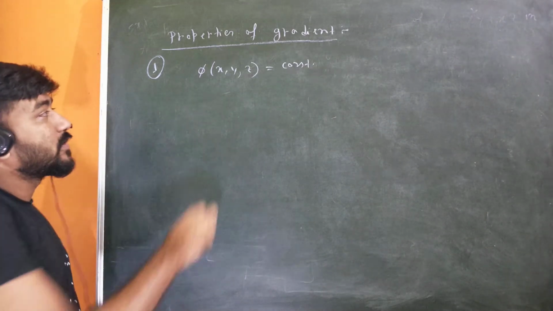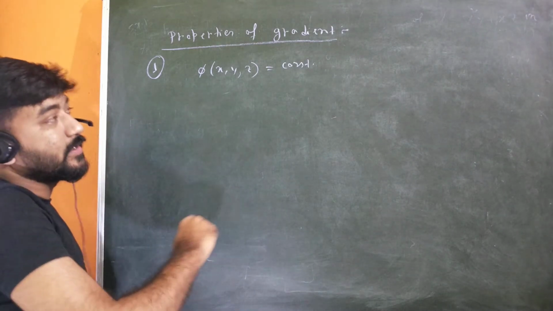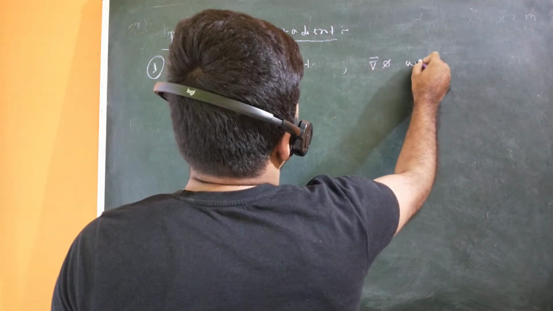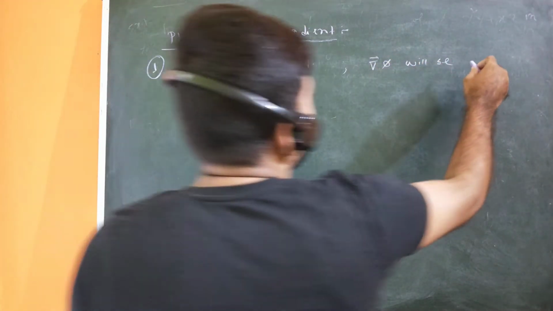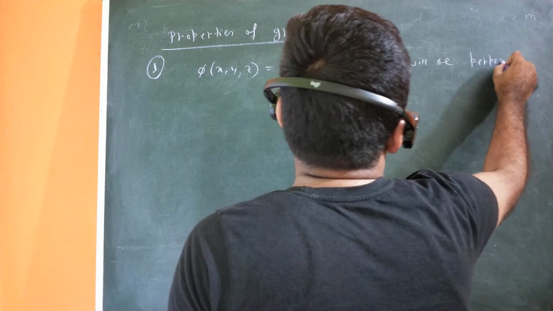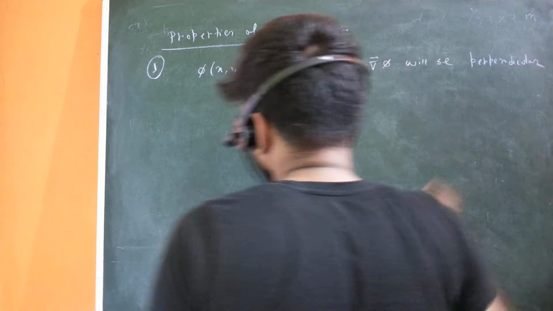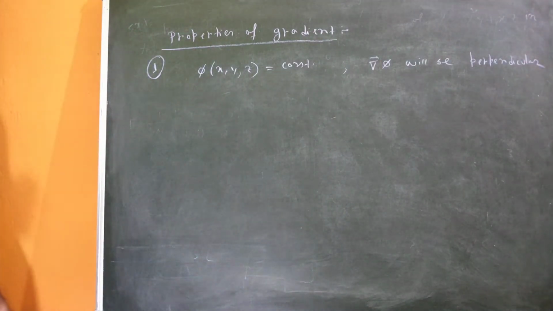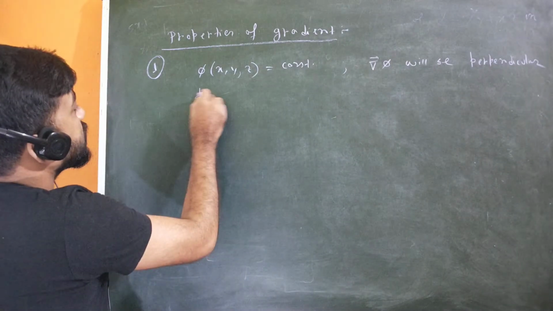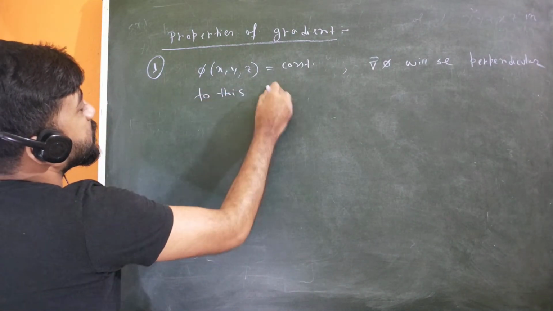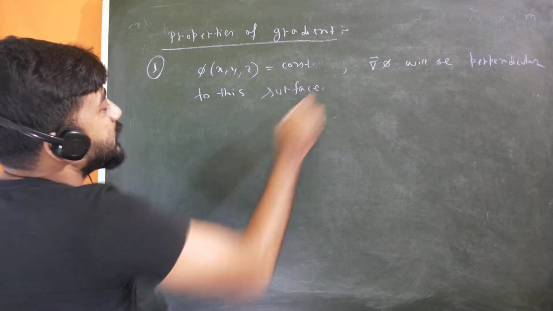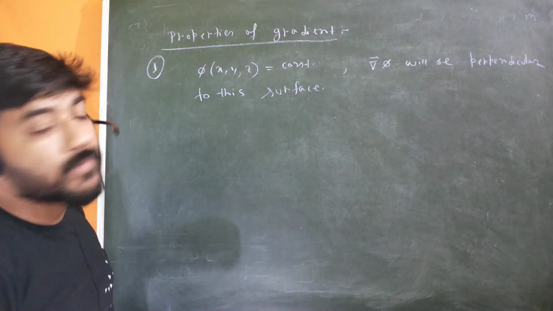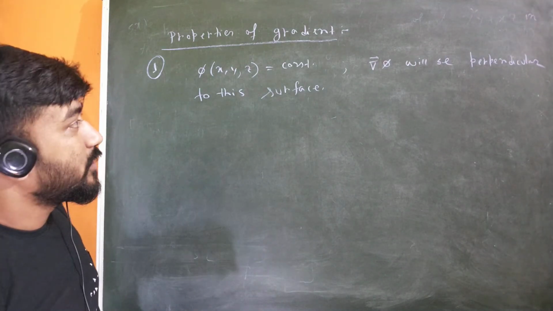This is the level surface, and if we take grad phi here, then what will happen? The grad phi will be just perpendicular to this level surface. This is the property: grad phi will be perpendicular to this level surface. That means it is in the direction of the normal, because we always define the direction of any surface or any plane by its perpendicular normal vector.